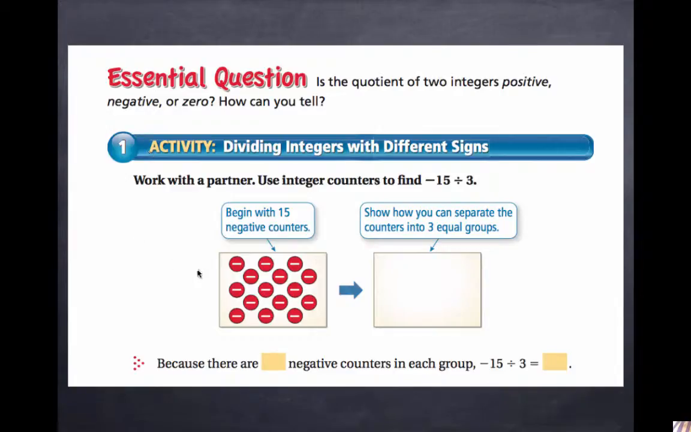In this case, you start with 15 negative counters, those are the red ones, and then you divide them into three groups. So if I pick 1, 2, 3, 4, 5, and I divide them into little groups of 5, because there are 5 negative counters in each group, negative 15 divided by 3 is equal to negative 5. And we kind of know that.